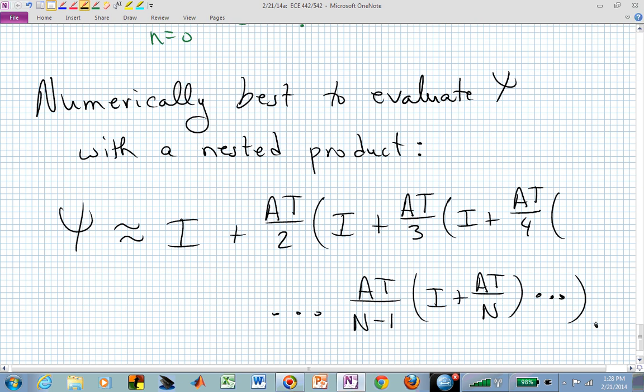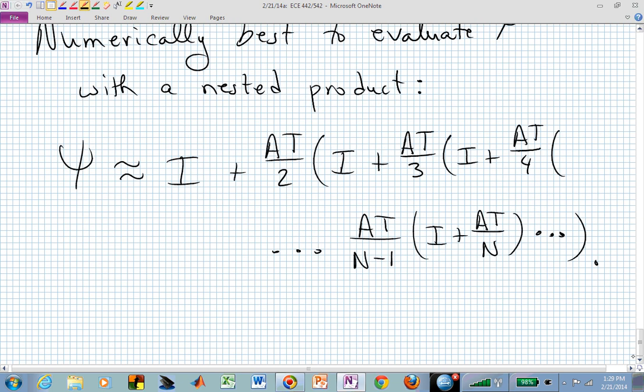To compute that, you would probably say, okay, what's my capital N? Let me pick that. Let me compute AT over capital N, add the identity. Now you have a new expression. Multiply that by AT over a new number, which is N minus 1, and you work your way from the innermost term to the outermost AT over 2, and then add the identity to that.